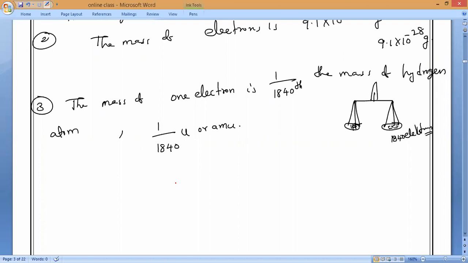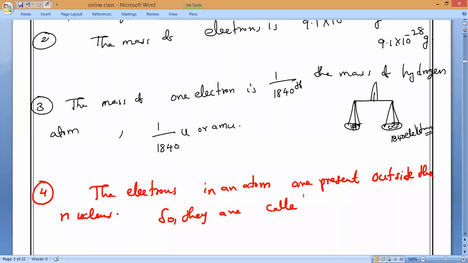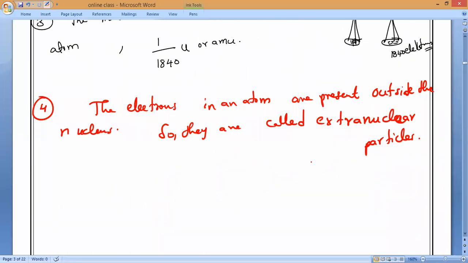Next, the electrons in an atom are present outside the nucleus. So they are called extranuclear particles. Remember that. Clear?